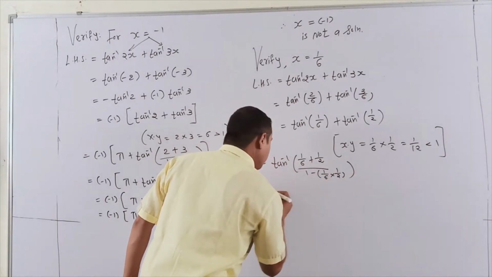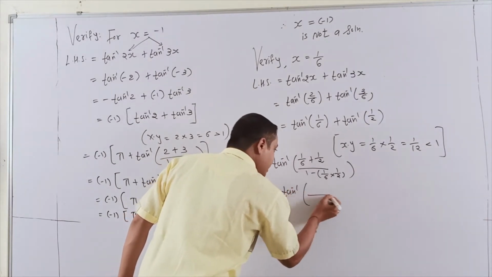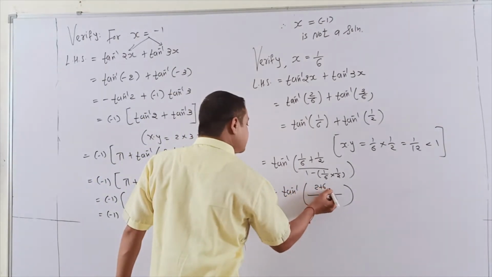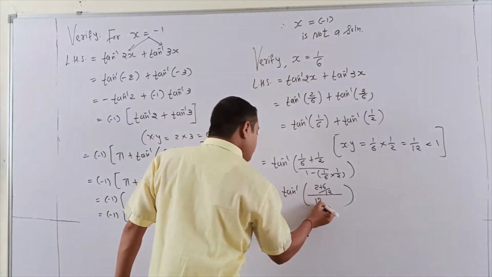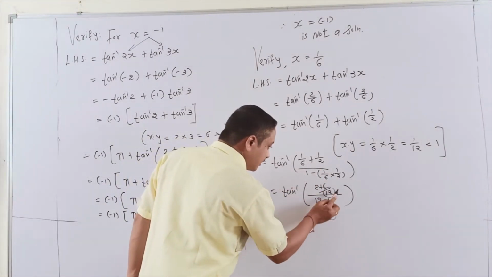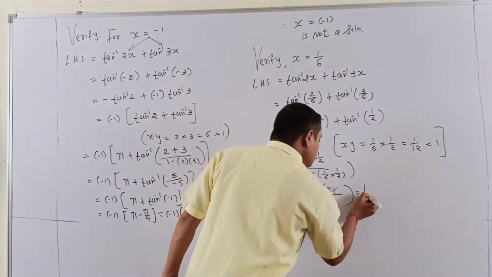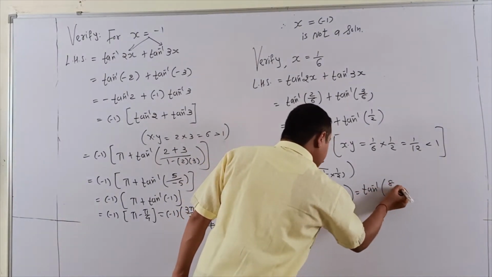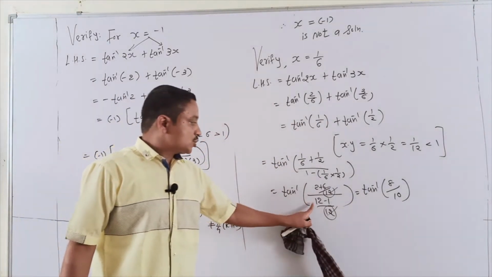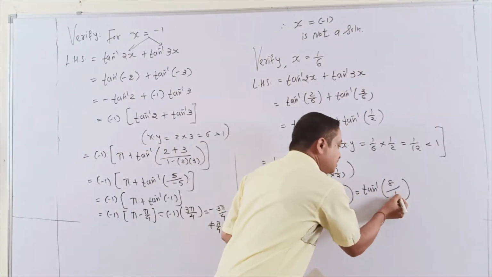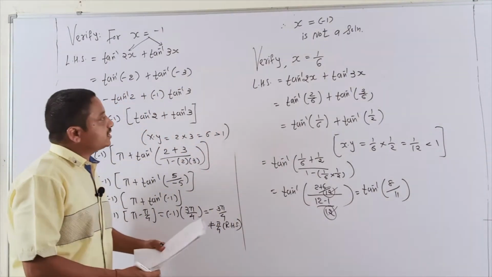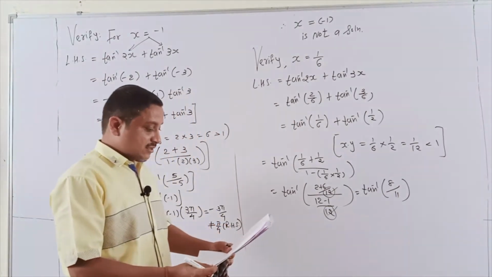1 minus 1 by 6, 1 by 2. How much is the LCM? Taking 12 as LCM, so 2 plus 6 by 12, 12 minus 1 by 12, and this denominator is 12. What is the value? It is 6 and 2, then 11. This answer is also wrong somehow. Just check the answer again. 1 by 6, tan inverse 3x.